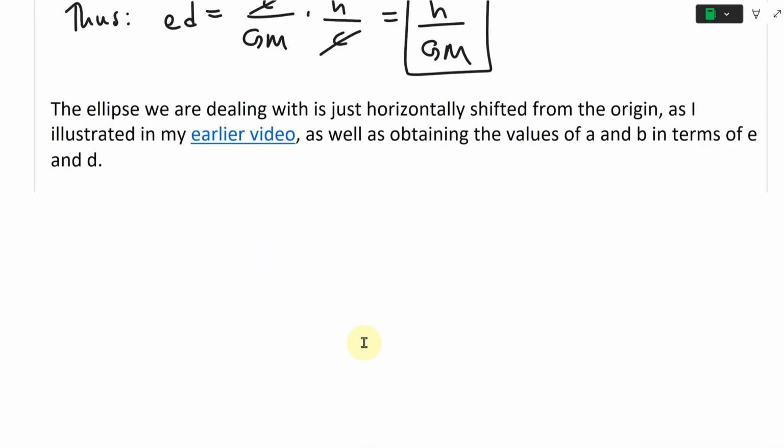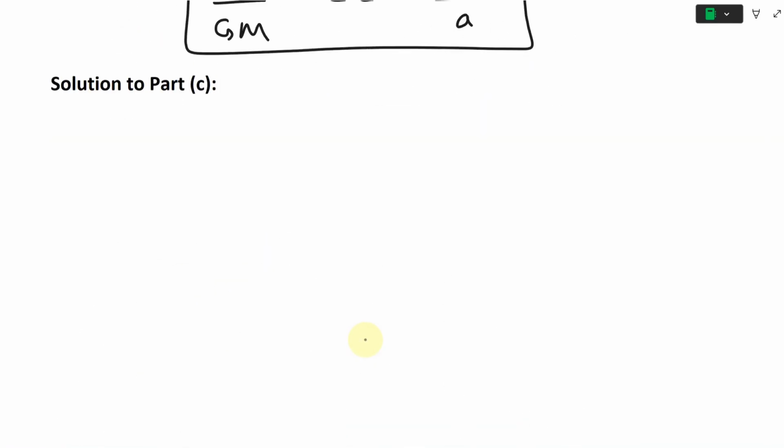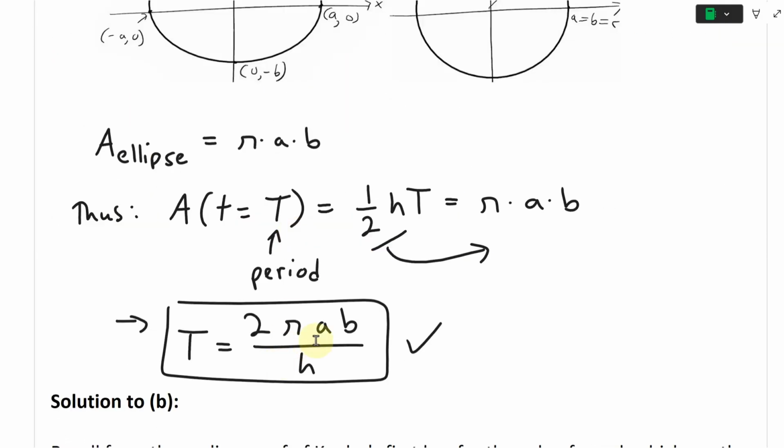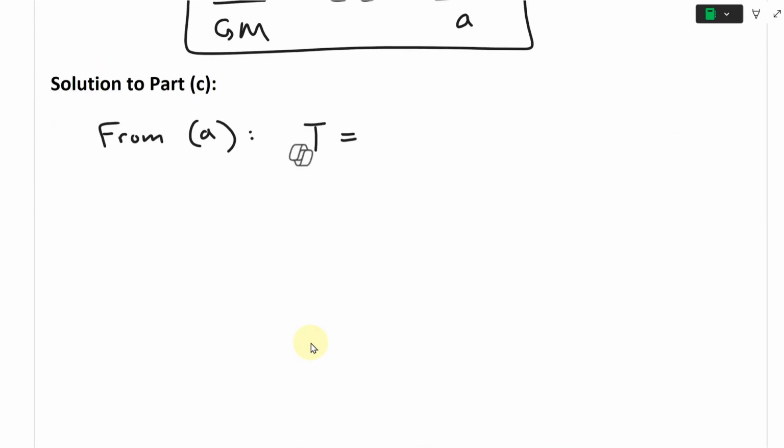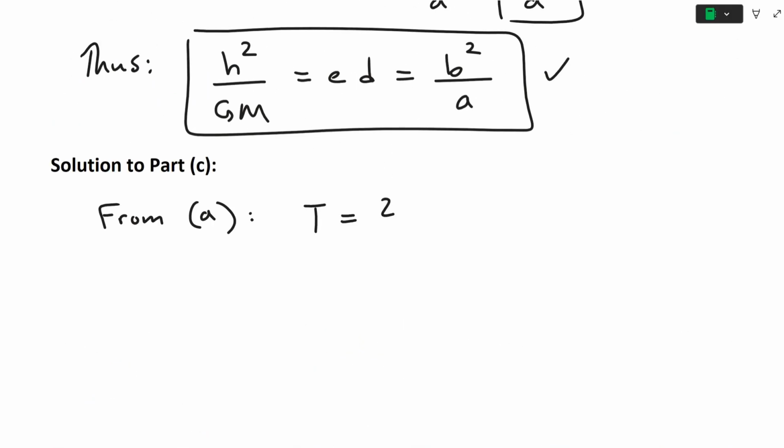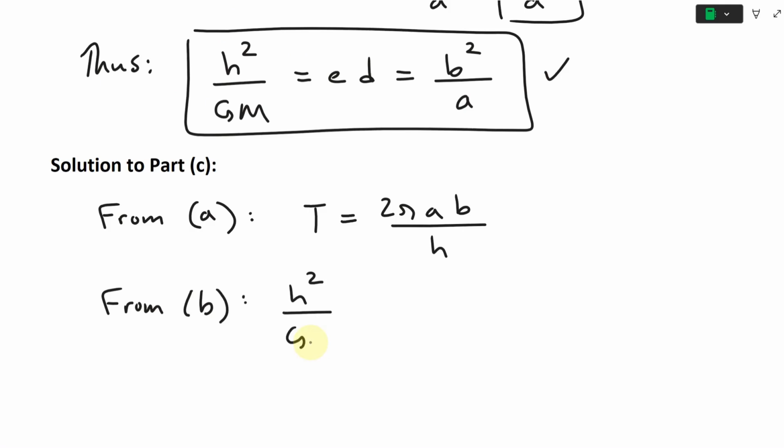All right, so what we'll do is put that in there. From part A, we get T, remember, is equal to 2 pi AB over H. And then from part B, we have H squared over GM equals B squared over A. All right, so we have that.